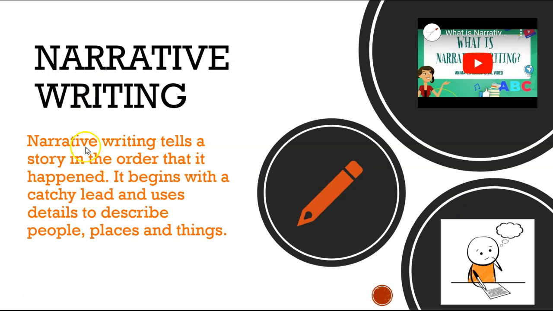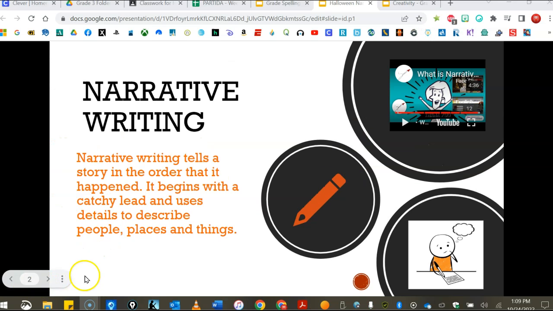Narrative writing tells a story in the order that it happened. It begins with a catchy lead and uses details to describe people, places, and things. You could also use dialogue, quotation marks if the characters are talking to each other, right? So watch this for a second. All right, so that's what narrative writing is.